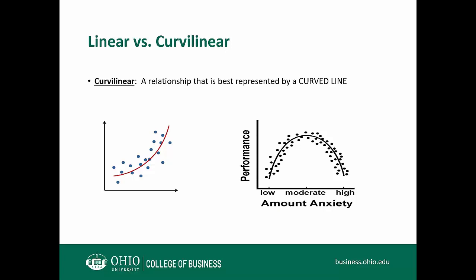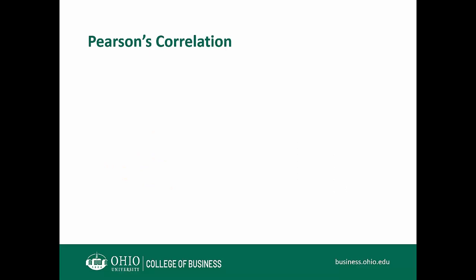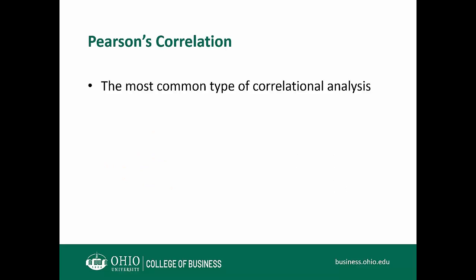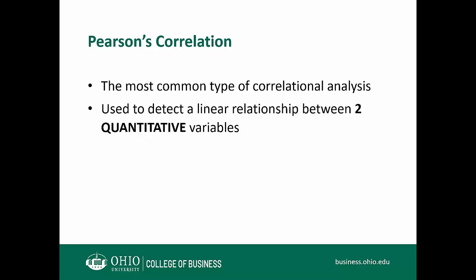In this class, we're going to focus on linear relationships. And specifically, we're going to focus on Pearson's correlation. This is the most common type of correlational analysis. It's the most popular. And it's used to detect a linear relationship between two quantitative variables. So in order to conduct a Pearson's correlation, you have to have two quantitative variables.